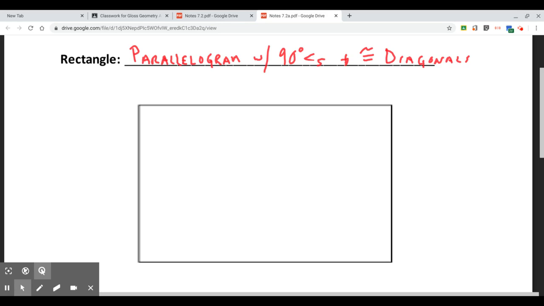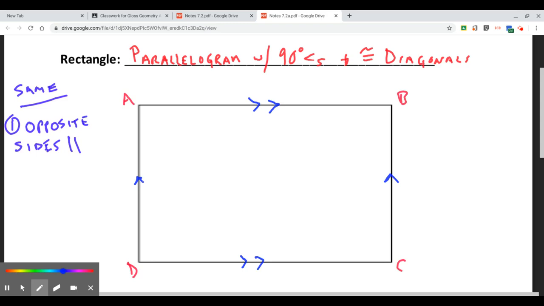The first thing I want to notice is the exact same concepts the rectangle has as the parallelogram. The first concept is that opposite sides are parallel. So if you notice, AD is parallel to BC, and DC is parallel to AB, and I use the arrows as notation. The next property is opposite sides are congruent. Notice AD is congruent to BC, and I used a single slash, and AB is congruent to DC, and I used the double dashes.